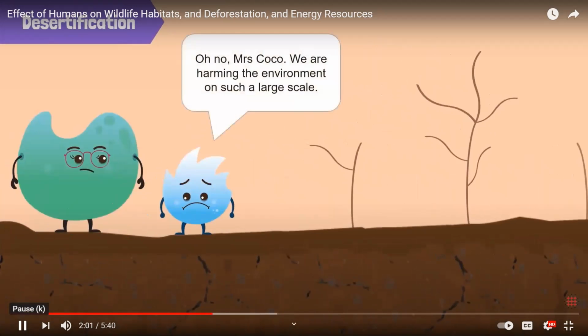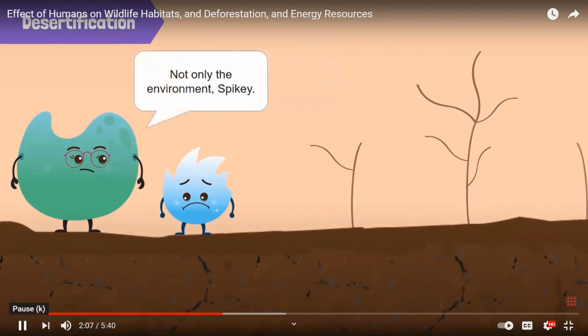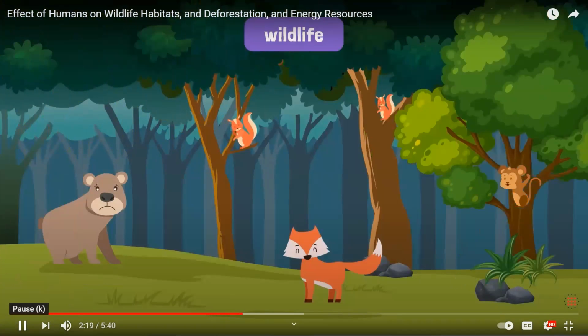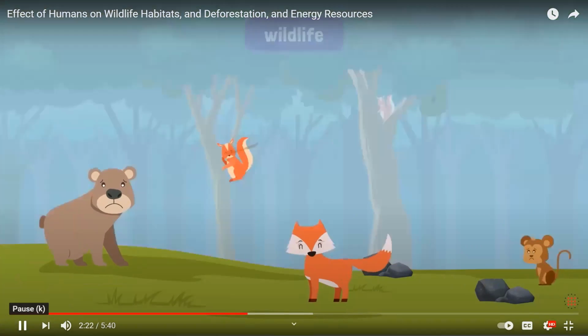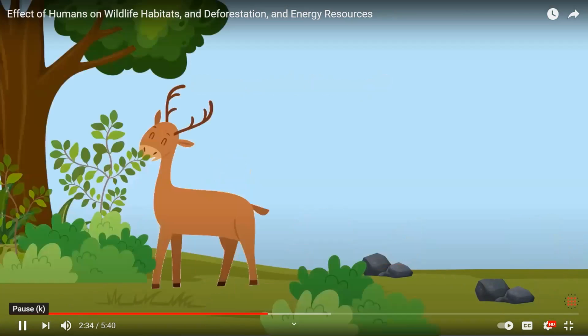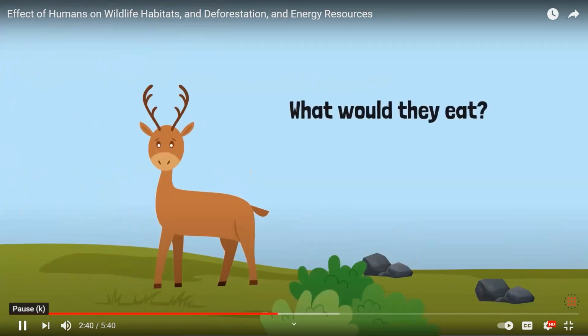Oh no, Mrs. Coco. We are harming the environment on such a large scale. Not only the environment, Spiky, we are also harming the wildlife. This includes wild plants and animals. When we cut trees down, we are leaving less space for animals to live. Think about all the animals that live in forests. Where would they go if we destroy those forests? We are destroying their homes. Also, animals that eat plants for food, what would they eat? As a result, many animals.